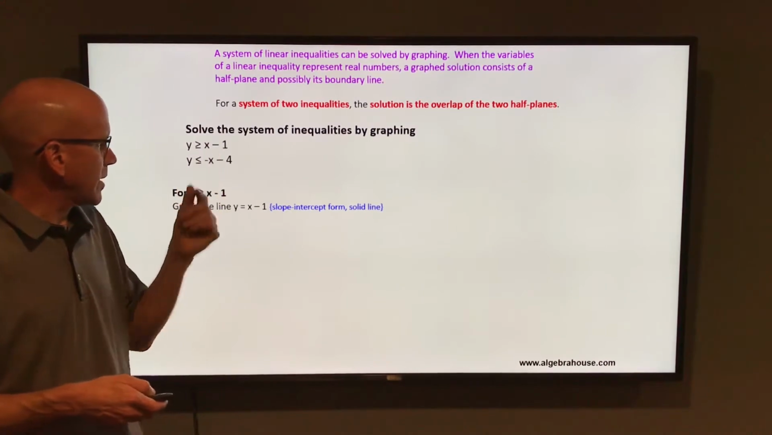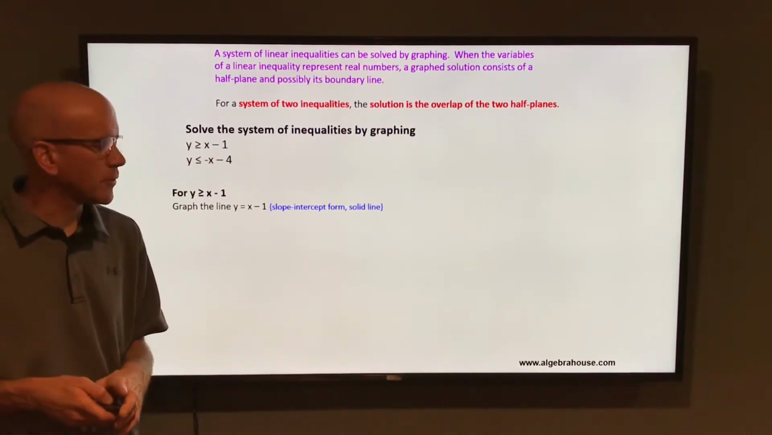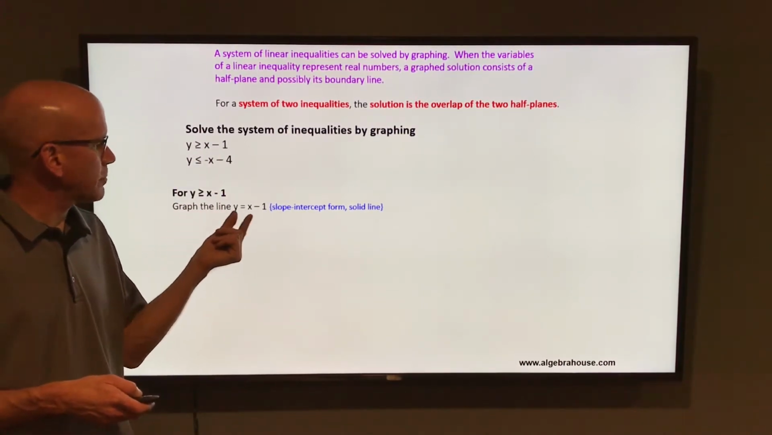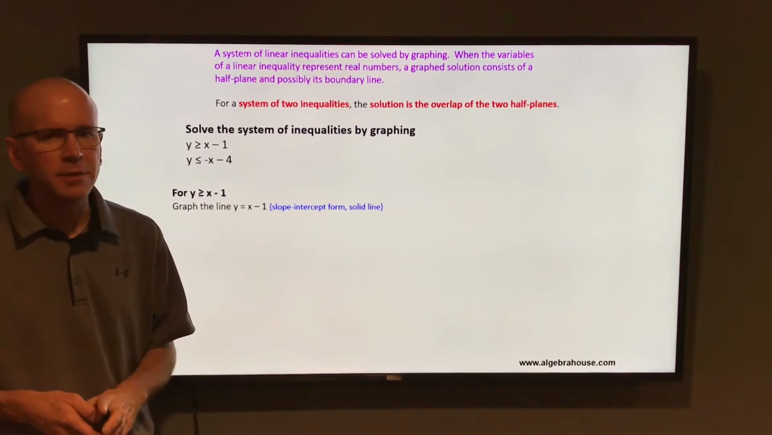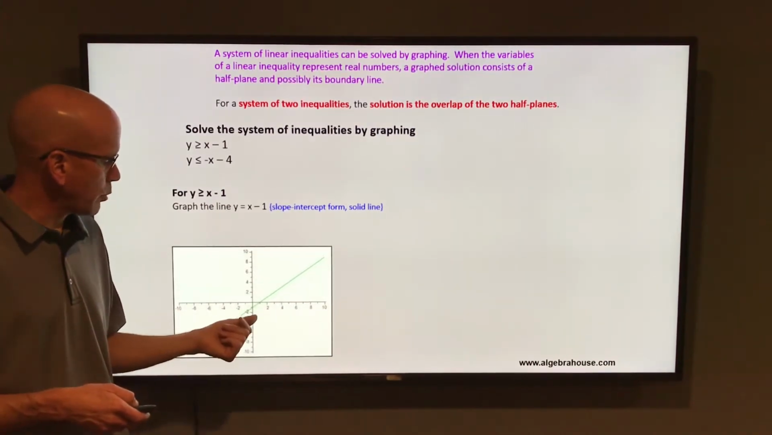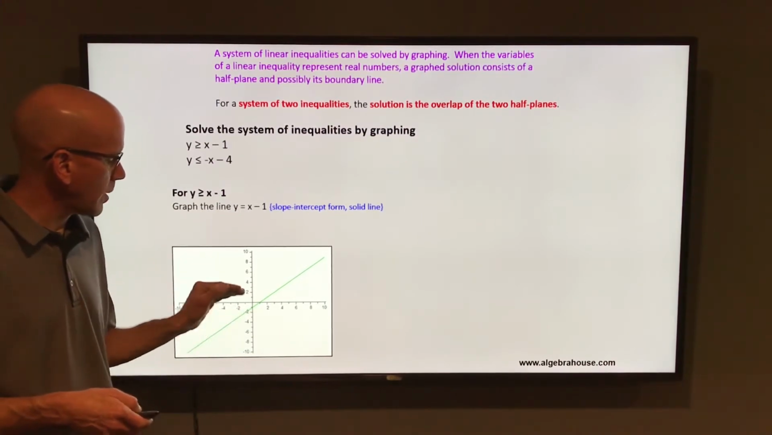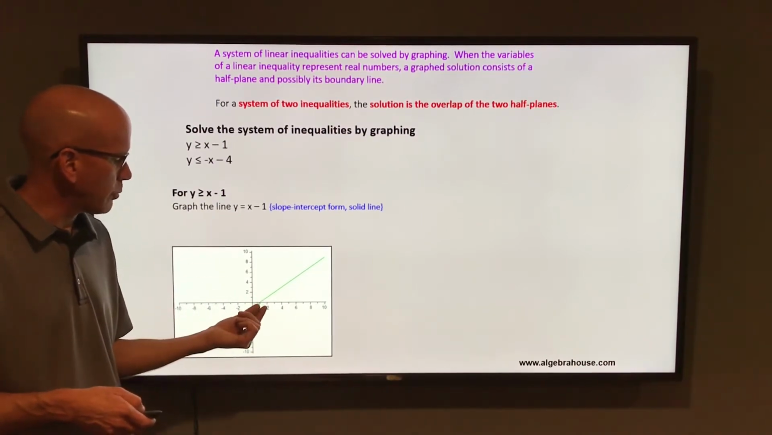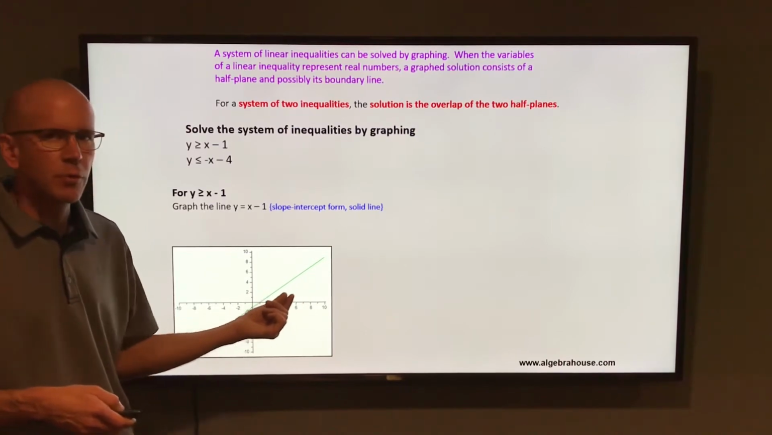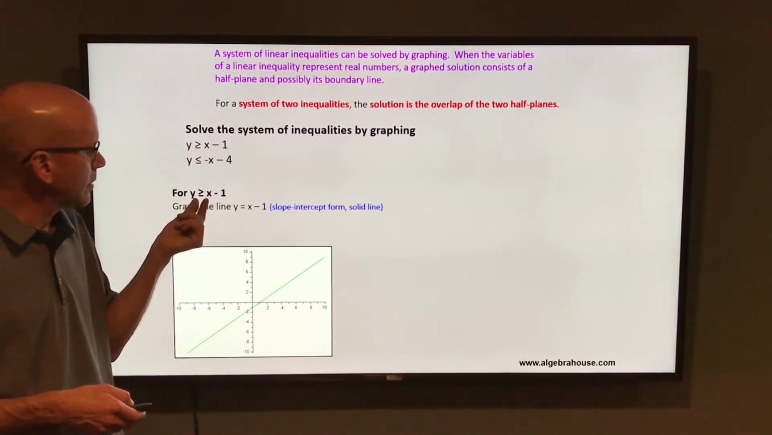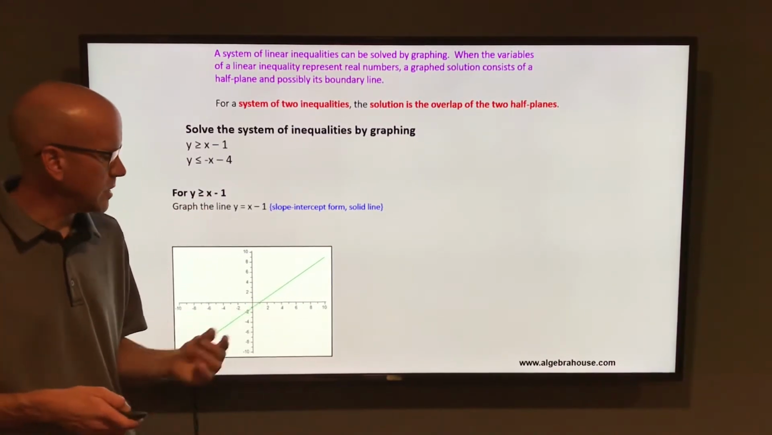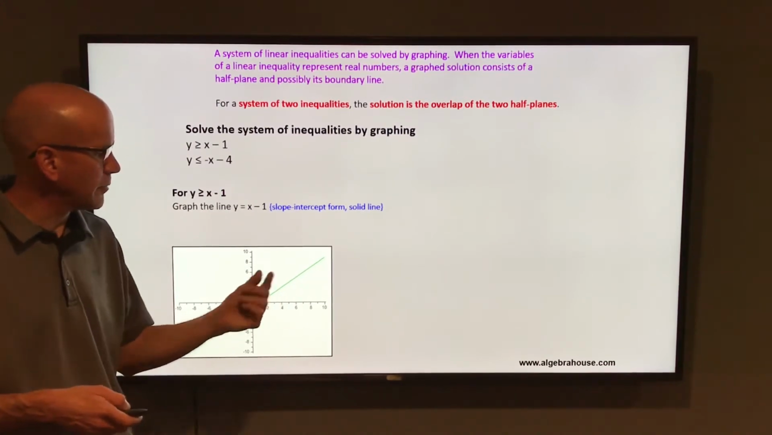So we're going to start by graphing y is greater than or equal to x minus 1. To start that, graph the boundary line y equals x minus 1. So to graph that, you put a point at negative 1 on the y-axis, and then from there, the slope is 1, so go up 1 to the right 1, put another point, and draw a solid line through those 2 points because we have a greater than or equal to sign. So if you have the equal to sign, you're making a solid line through those points.